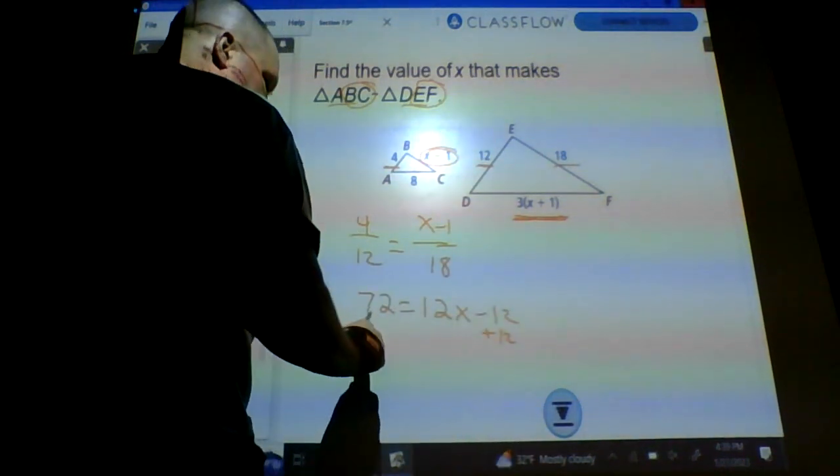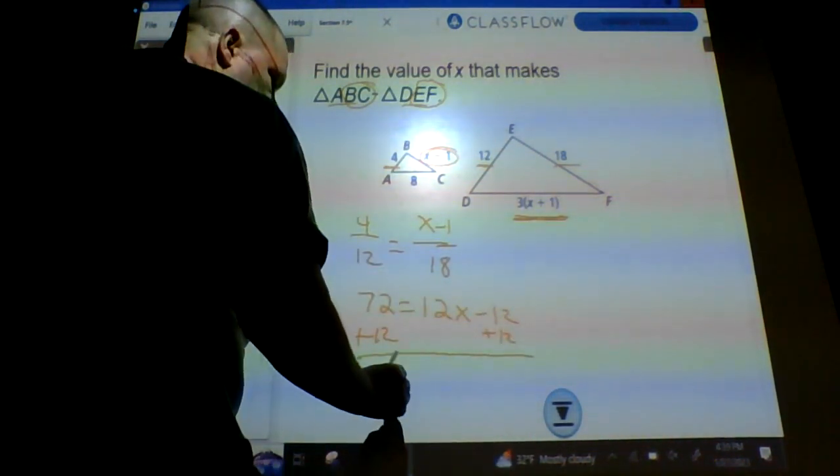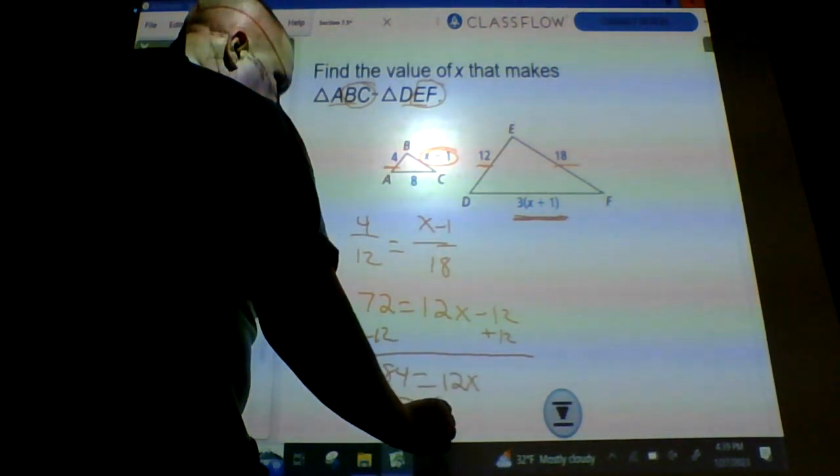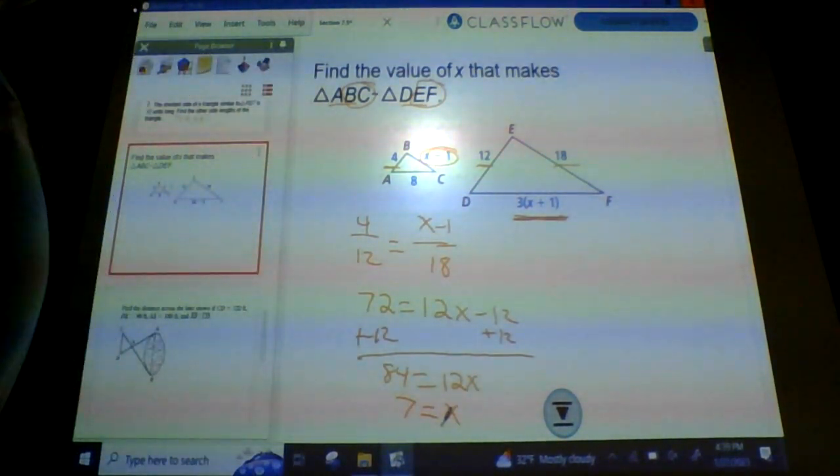We add our 12 back. So 84 is going to equal 12x. And my value for x then becomes 7.